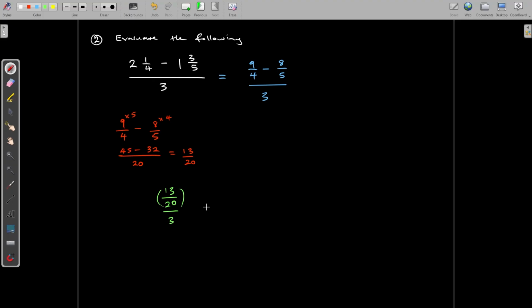And so I didn't separate them again. So 13 over 20 divided by 3 over 1. And then I flipped the 3 over 1 and made it 1 over 3 and multiplied by 13 over 20. And I got 13 over 60.